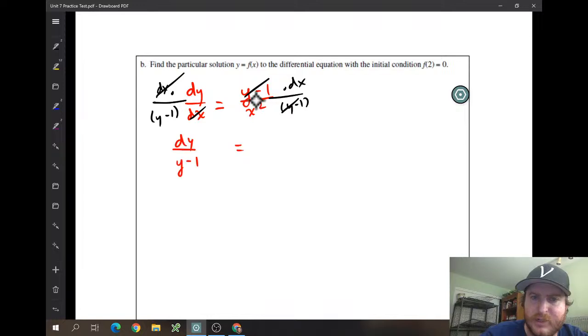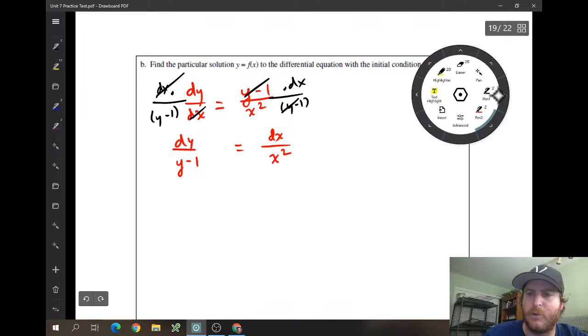So what I've seen a lot of students make mistakes is they'll do x squared dx. That is wrong. The reason that's wrong is because the x squared is still in the denominator. That's why I kind of like to extend that line. So this is going to become dx over x squared. Now we're going to take the integral of both sides.